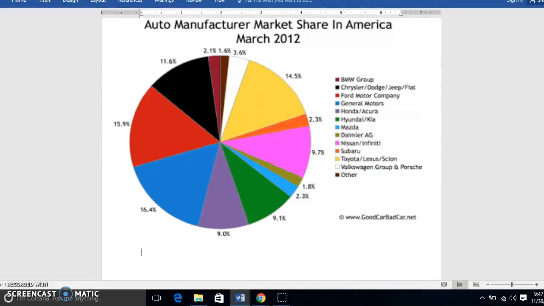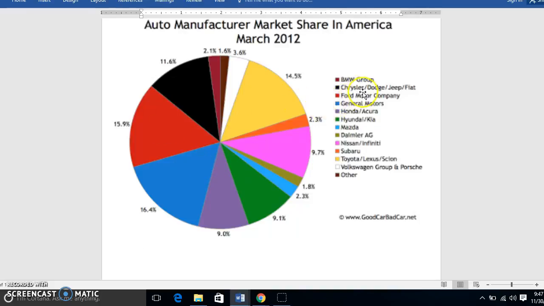First, I'd like to show you the auto manufacturer market share in America. Now, this illustration is from 2012, which is a little old. But it's the most current that I could find. And as you can see here, 16% is this light blue. And in the United States of America, 16.4% are General Motors vehicles that are used right now in the United States.